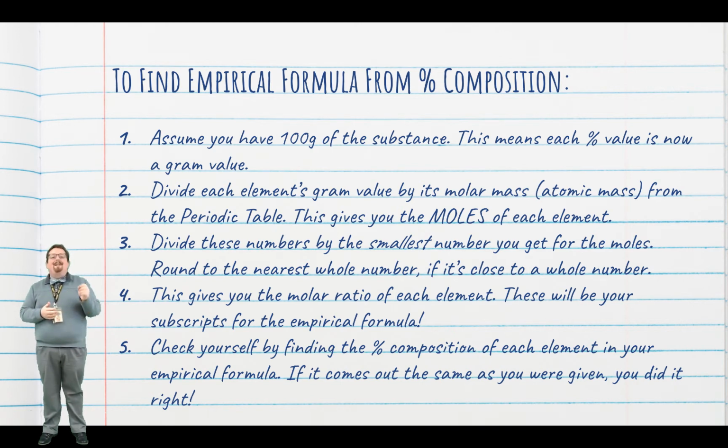So next, divide these molar numbers by the smallest mole number that you just got, and round to the nearest whole number. This will give you the molar ratio of each element to itself. These molar ratio numbers will now become your subscripts in your empirical formula. If you've got extra time and want to double check your work, start with your empirical formula, find its molar mass, then find the percent composition of each element. This should give you the same percent composition values that you started with. Let's go do an example.